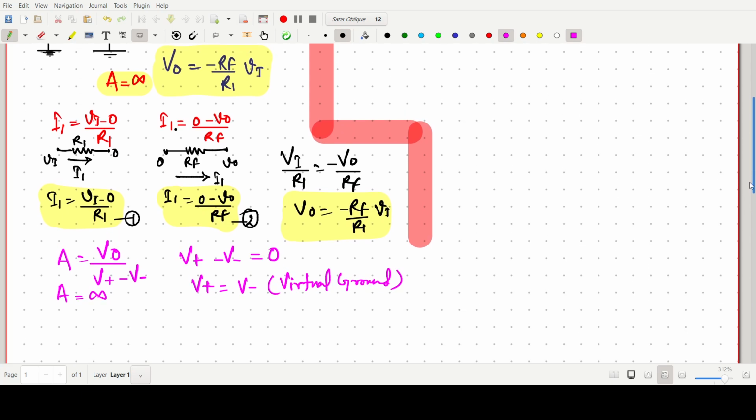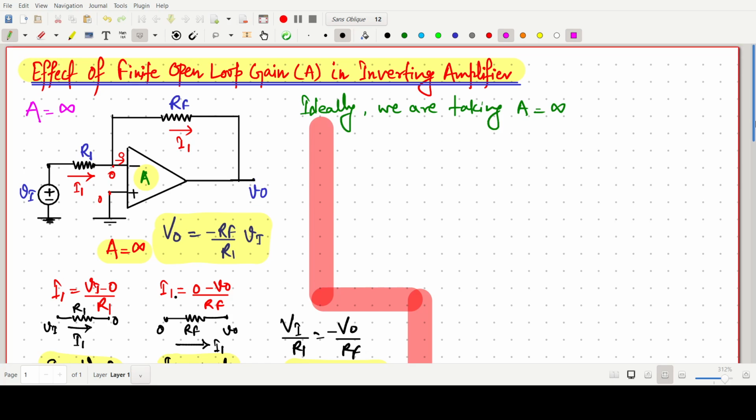Ideally we take this as infinity. Now we have to do it for the finite one. We are taking A as the finite open loop gain. Then what should be the expression we have to find, for finite open loop gain? Ideally we took the infinity value here.